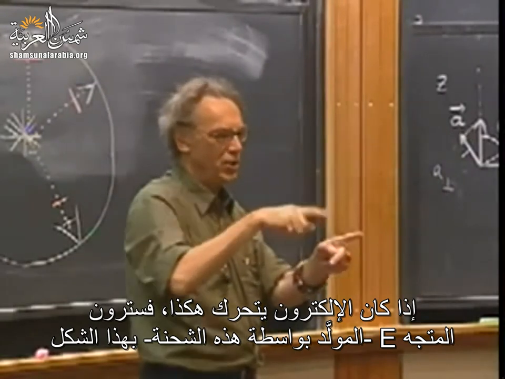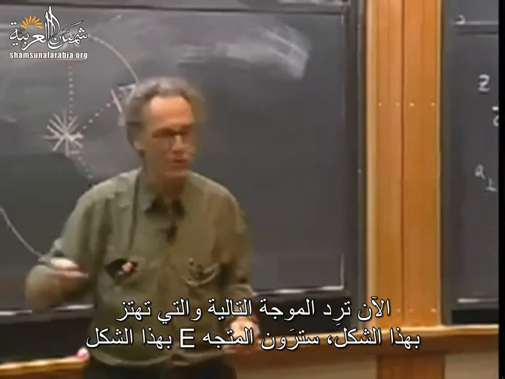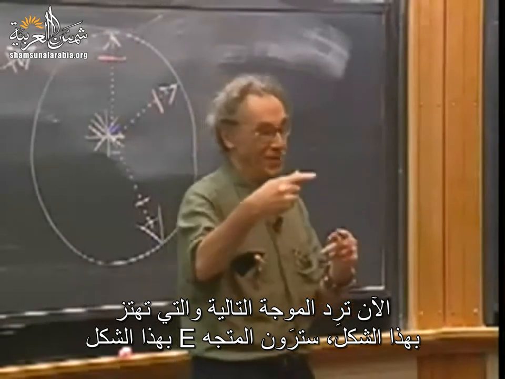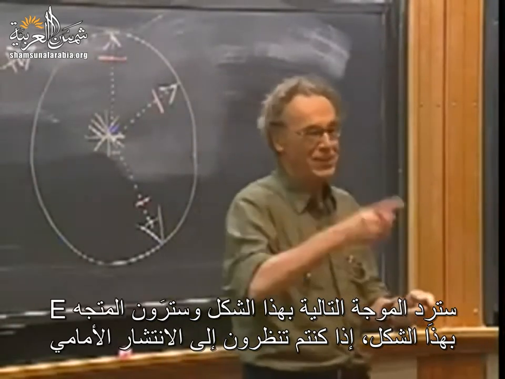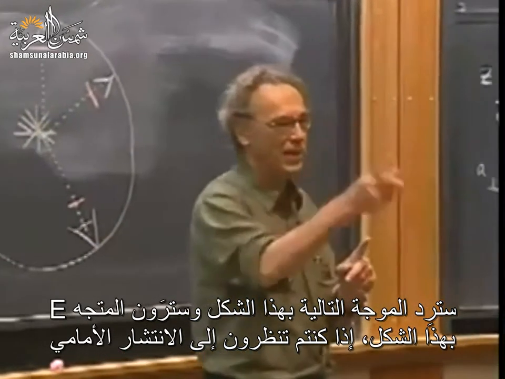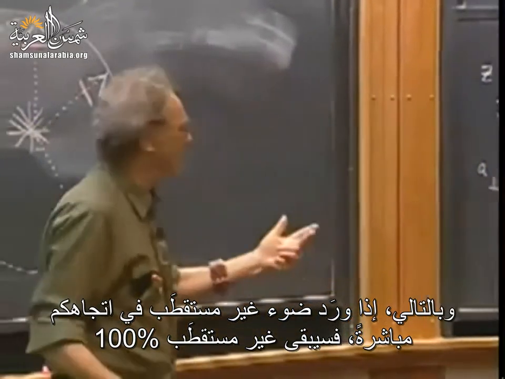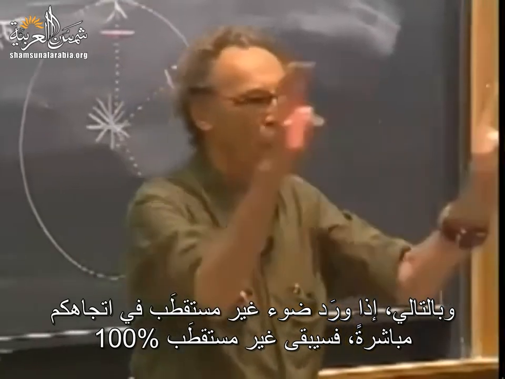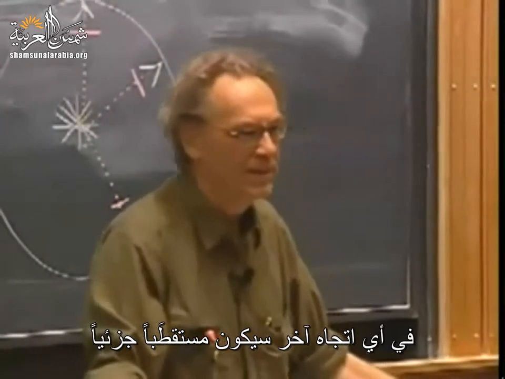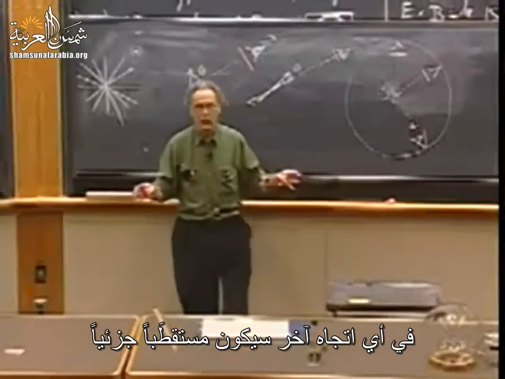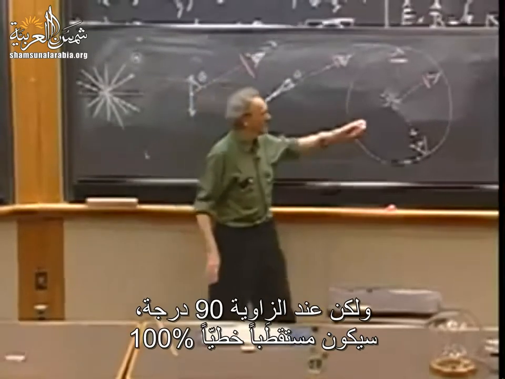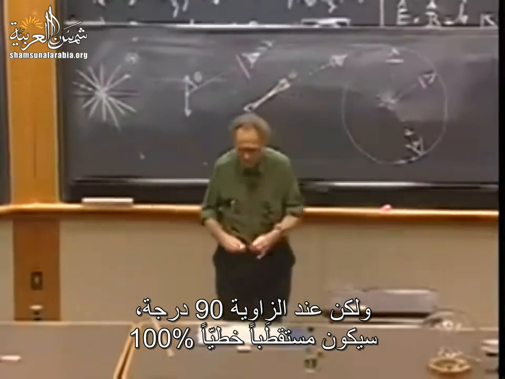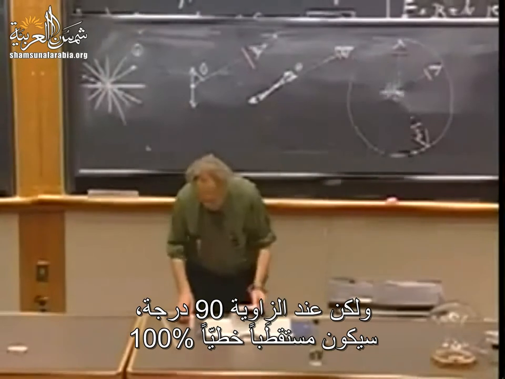generated by this charge, which goes like this. Now the next one comes in, which goes like this. You will see an E vector like this. The next one will come in like this. Forward scattering, you will see like this. So you see, if unpolarized light comes in forward direction, it remains 100% unpolarized. In any other direction, it will be partially polarized, but in the 90-degree direction, it is 100% linearly polarized.